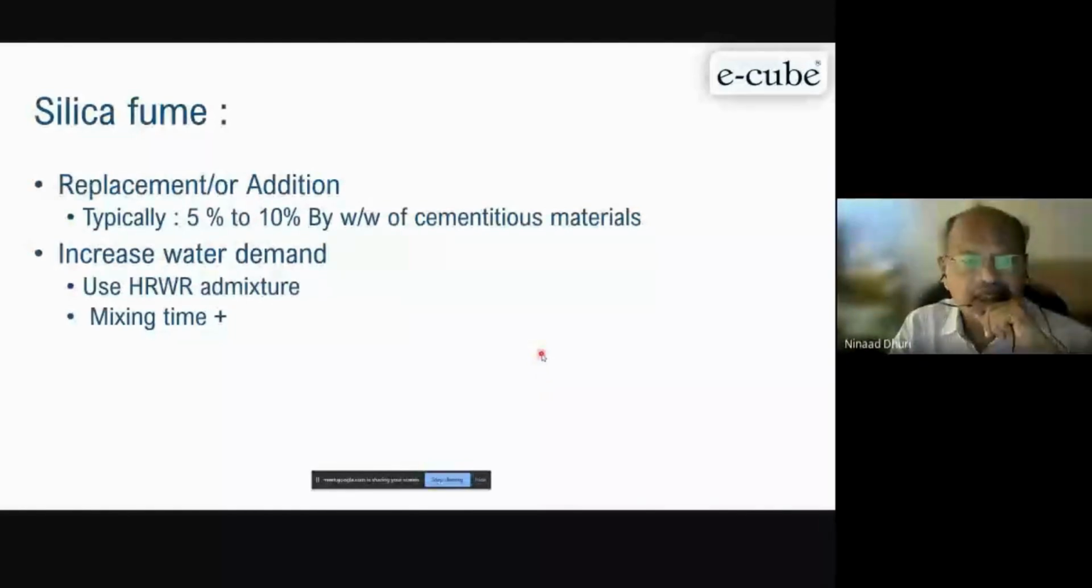As I said earlier, whether replacement or addition, the way we can work is at 5 to 10% levels, weight to weight of cementitious material. One has to remember this always. Sometimes we can go even to 15% for specific requirements. Suppose you have to design a chemical resistance concrete floor for a factory where you are handling chemicals. This may go up to maybe 15%.